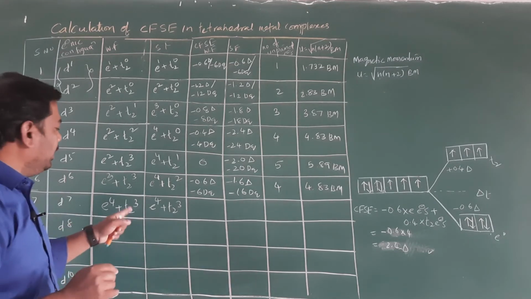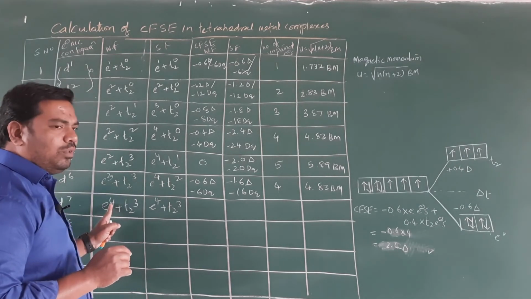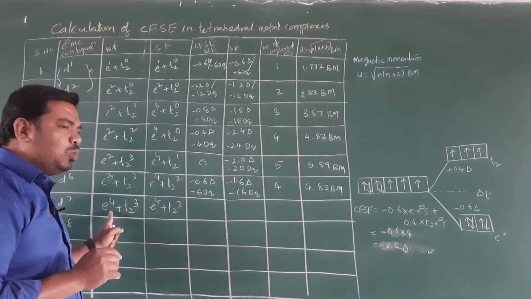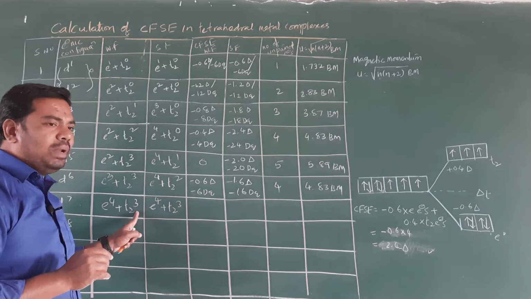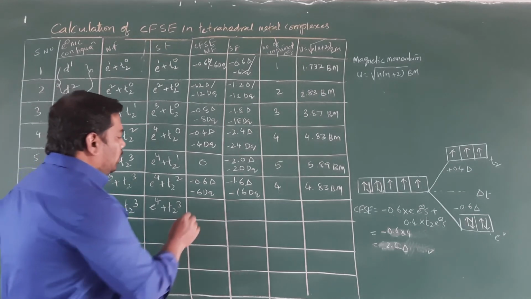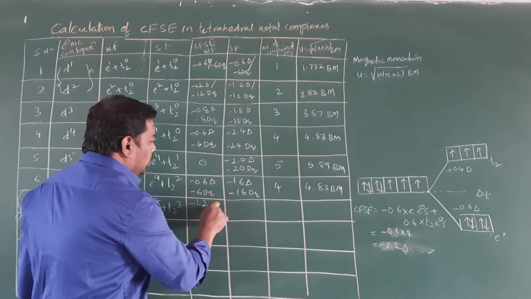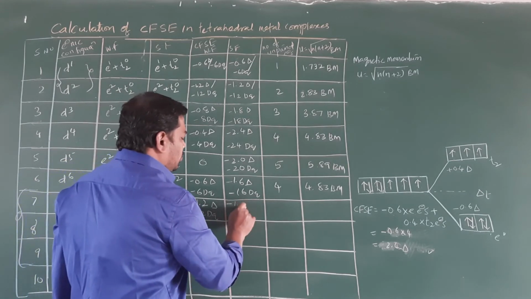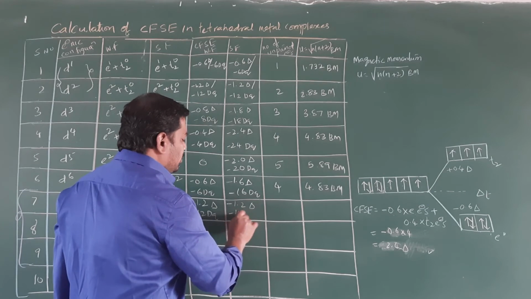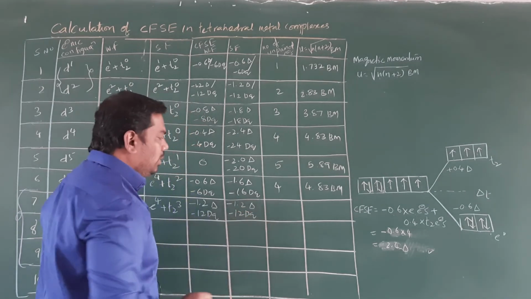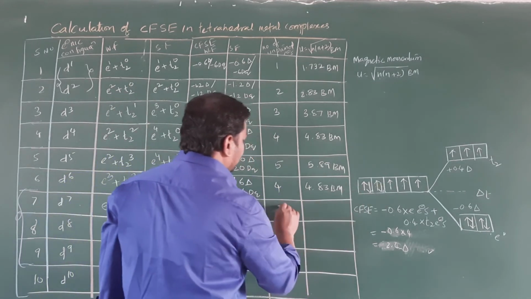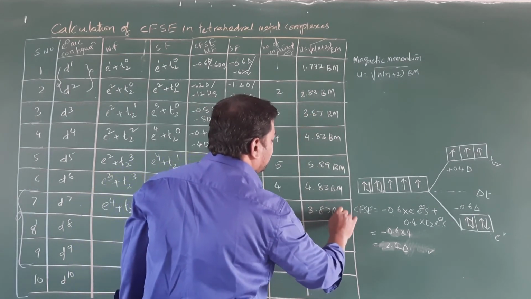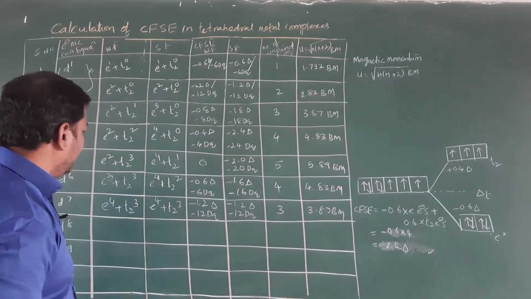Clear, student, right? Here you can see, E4 means minus 0.6 into 4, that is equal to minus 2.4, minus 2.4 plus 1.2, that is equal to minus 1.2 Δ or minus 12 Dq. Here there is no change in the CFSE value, that is minus 12 Dq. Here the number of unpaired electrons is 3 only. So therefore the magnetic moment value is 3.87 Bohr magneton.